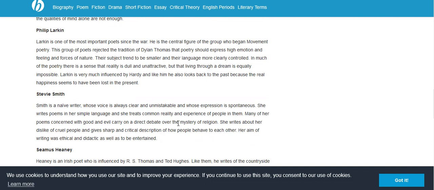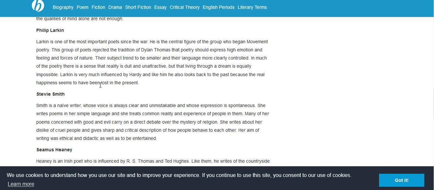Philip Larkin. Larkin is one of the most important poets since the war, the First World War. He is the central figure of the group who began the Movement poetry. This group of poets rejected the tradition of Dylan Thomas that poetry should express high emotion and feeling and forces of nature. Their subjects tend to be smaller and their language more clearly controlled. In much of the poetry there is a sense that reality is dull and unattractive, but that living through a dream is equally impossible.